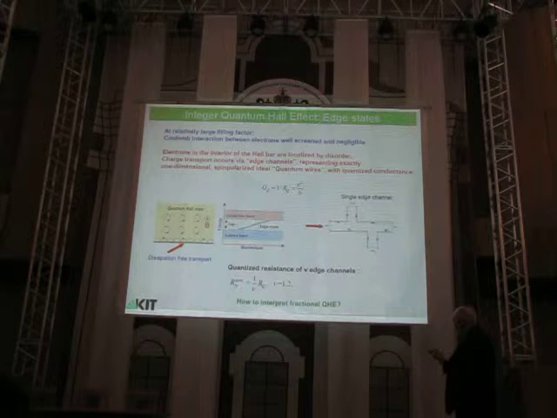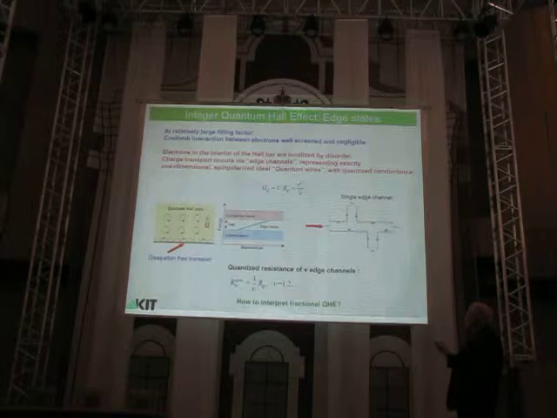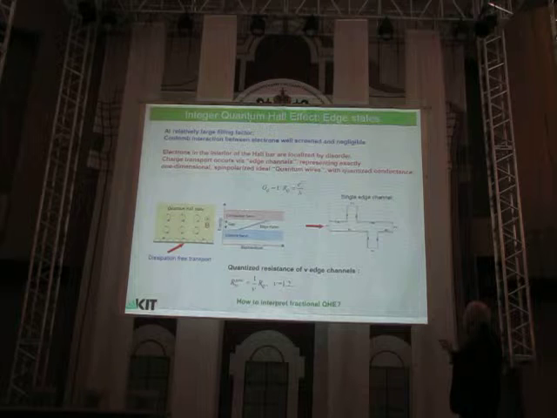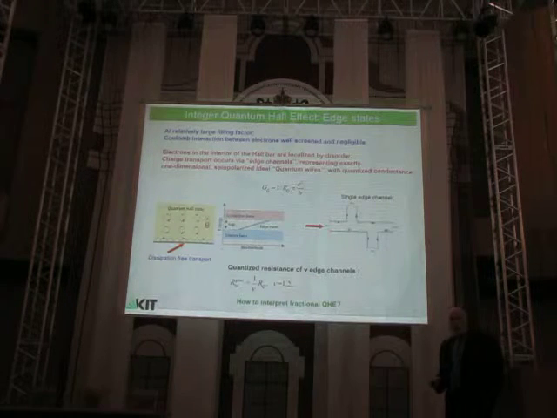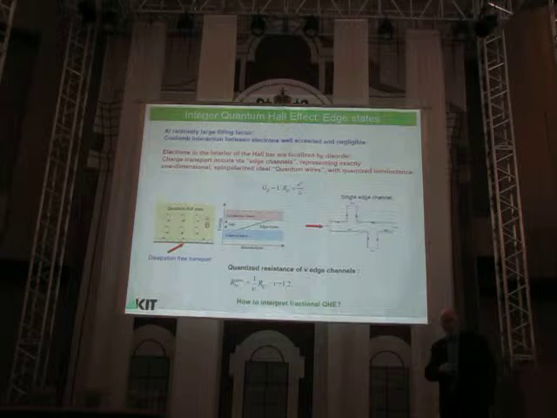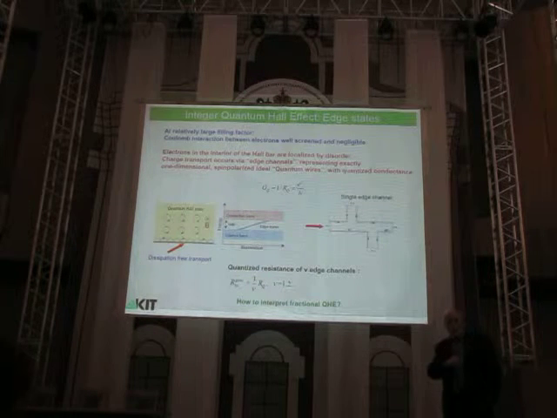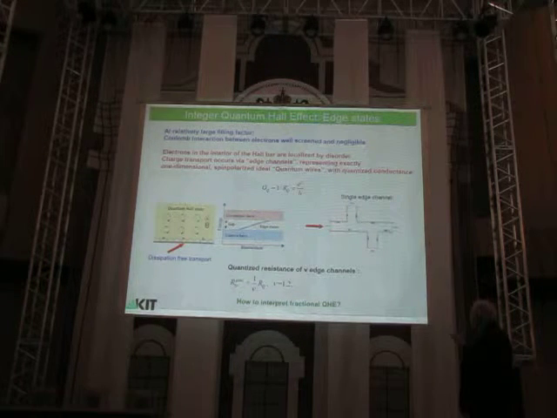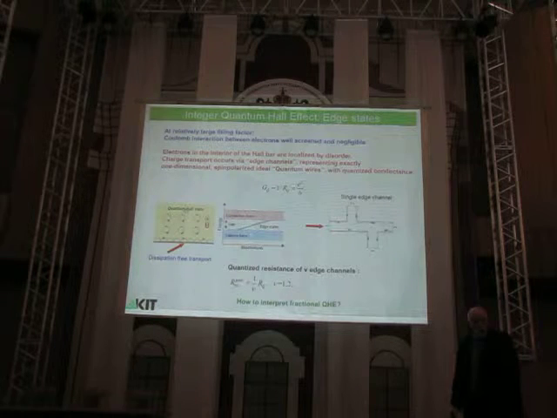How does that help to explain the integer quantum Hall effect? Well, first of all, we have to say that at a relatively large filling factor, the Coulomb interaction between the electrons is well screened and is negligible. So the situation is much, much simpler than what I discussed for the most part before. We have a non-interacting system, and the electrons in the interior of the bar are localized by disorder. So there's always disorder in the system.